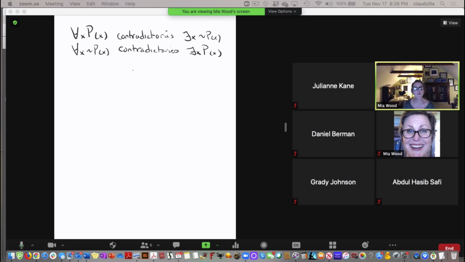Okay. We can get to equivalences, though. Or let me rephrase that. We can talk about universals and existentials in terms of equivalent statements, not just contradictories. So here are some equivalences. These are our foundational equivalences.